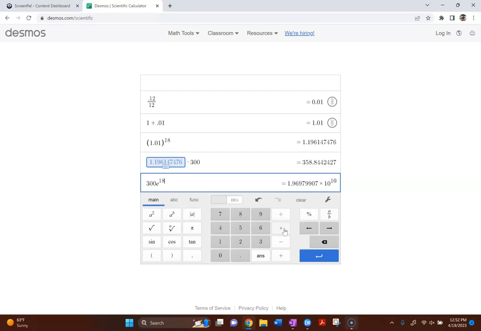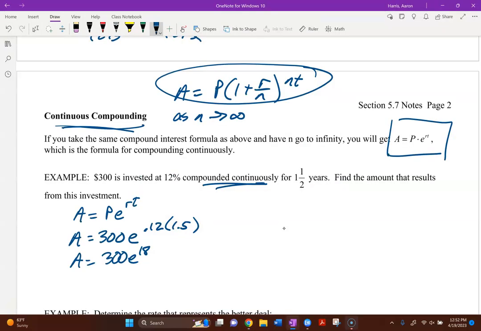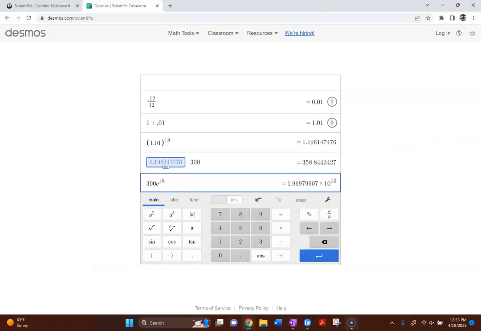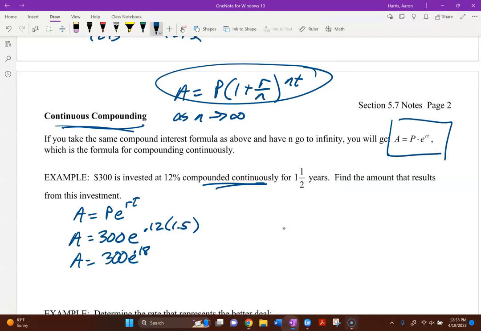Oh, I'm sorry, I did that wrong. That is 0.12 times 1.5, that's 0.18. Sorry about that. So it's 300 e to the 0.18, and there it is: 359.1652.